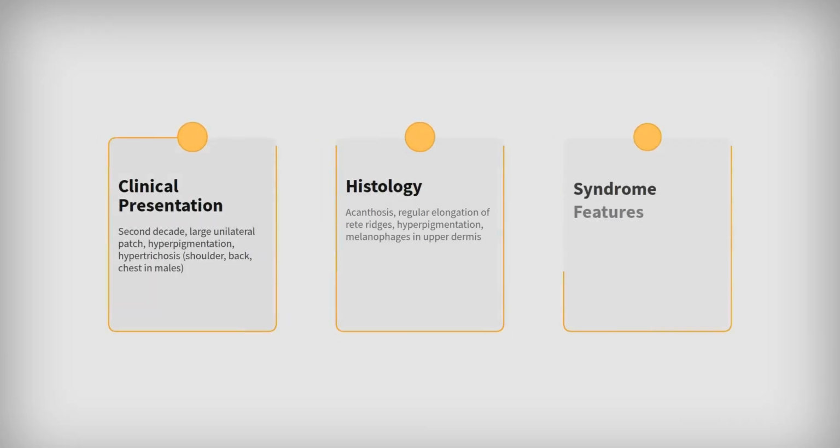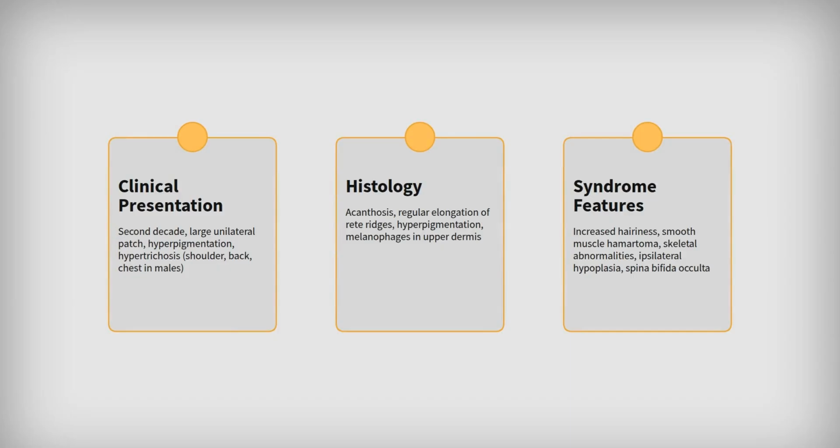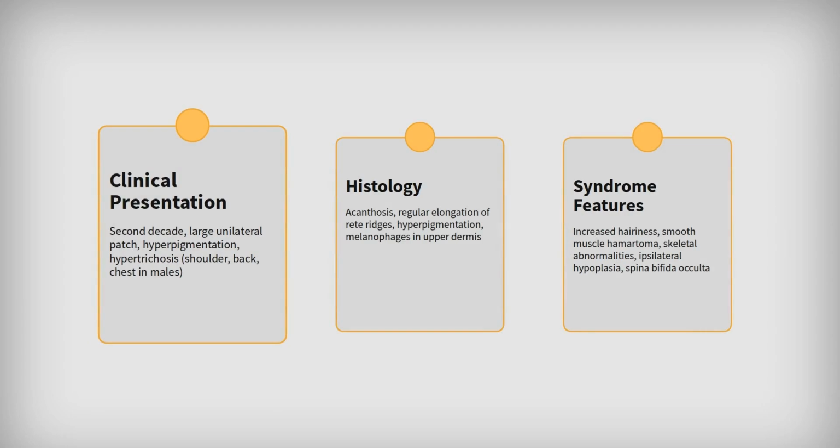Becker's melanosis is notable for its clinical and histological features, as well as associated syndrome findings. Becker's melanosis presents in the second decade as a large unilateral patch with hyperpigmentation and hypertrichosis, often on the shoulder, back, or chest in males.